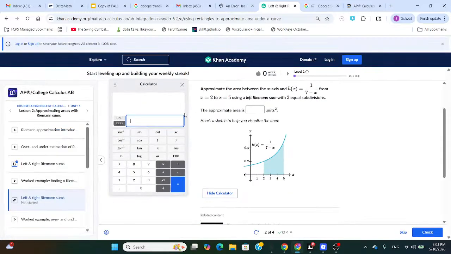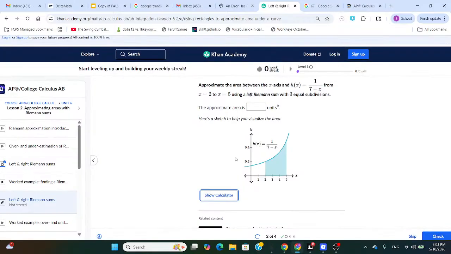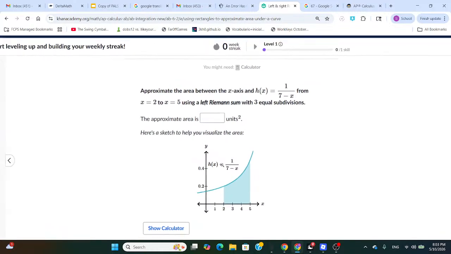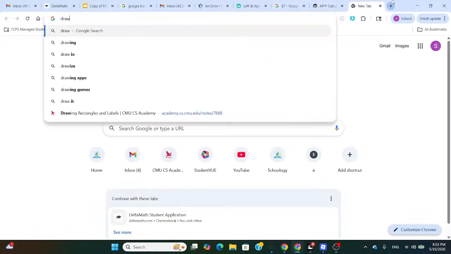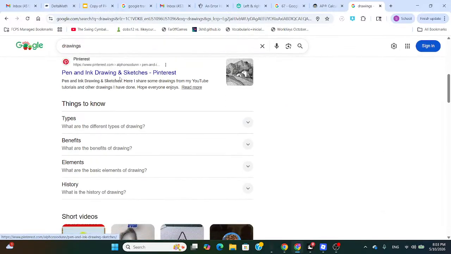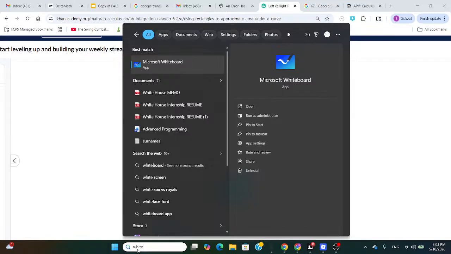What the fuck is this right here? I'm sorry for my language, bro. What even is this, bro? I've not seen this in a minute. What? An integral? Can I go to drawings? Crap. Let me go to a whiteboard.